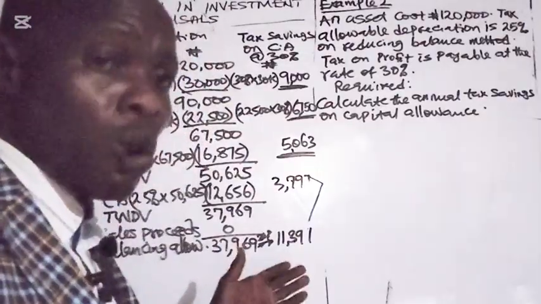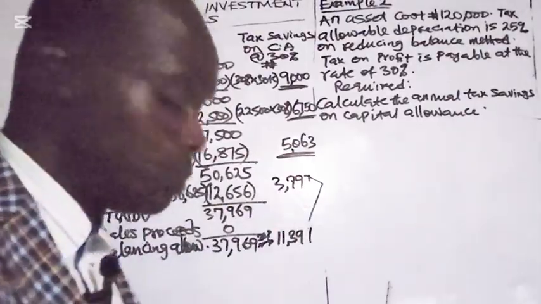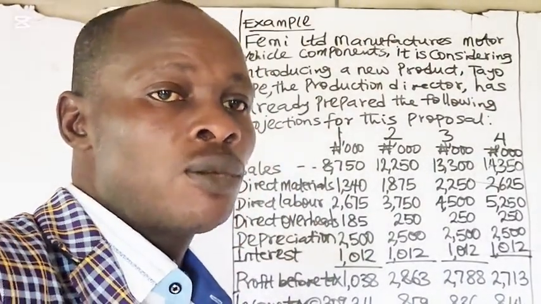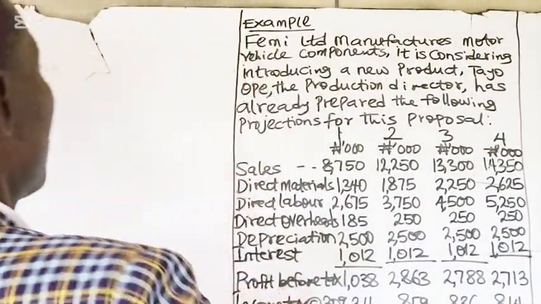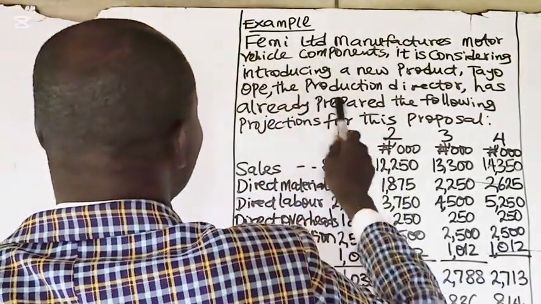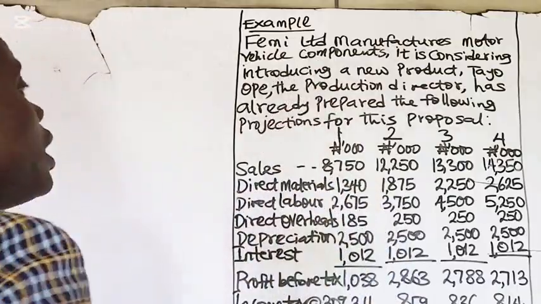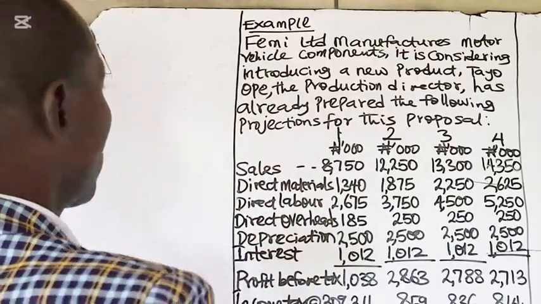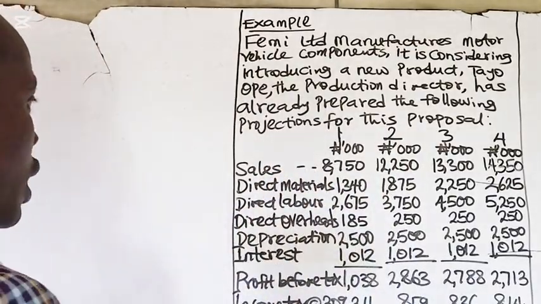So I want to take a detailed question as a worked example. Keep watching. Example. This question is obtained from Workout Financial Management by Ade Omoleyiwa. Femi Limited manufactures motor vehicle components. It is considering introducing a new product. Tayo Okpe, the production director, has already prepared the following projections for this proposal.